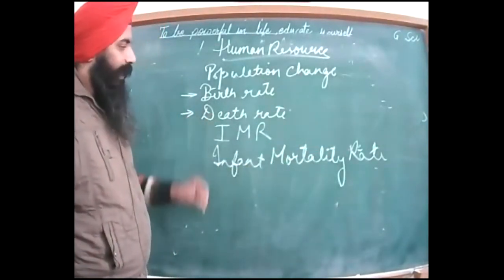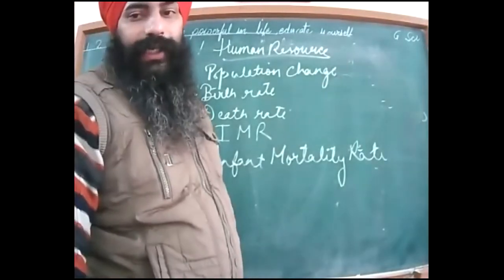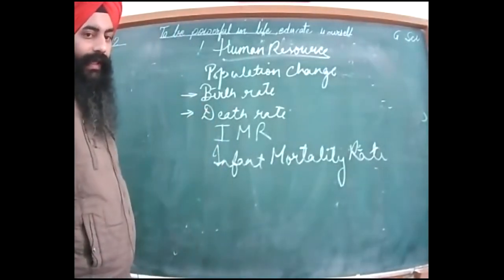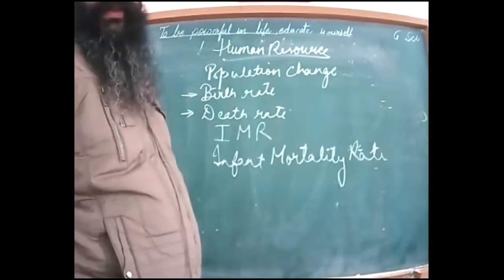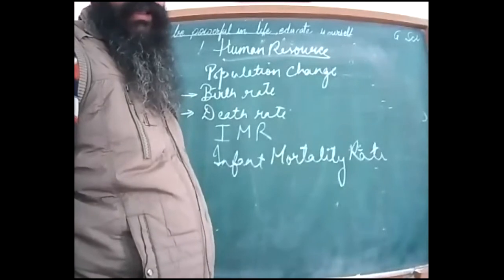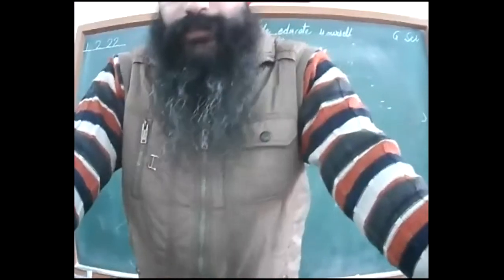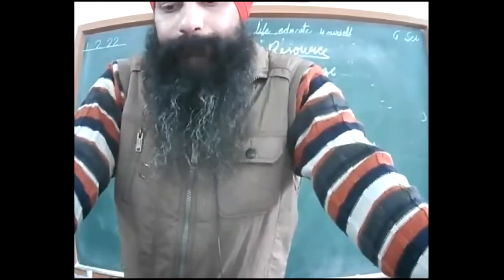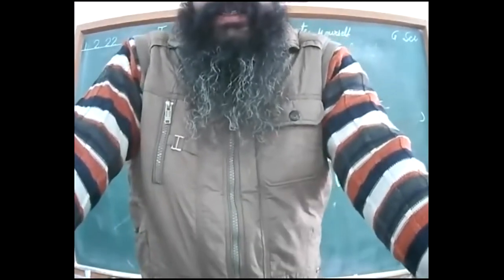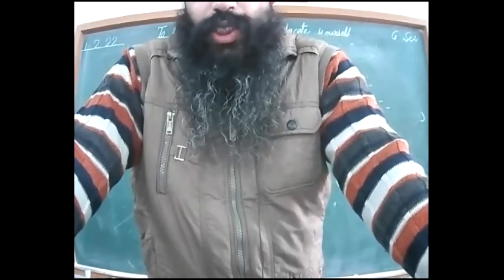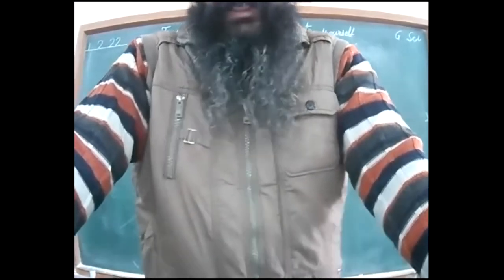This is excluded from the death rate. In death rate, the IMR, infant mortality rate, is not included. Clear? Death rate is the number of deaths per 1,000 persons in a year, which is the main cause of growth of the Indian population.